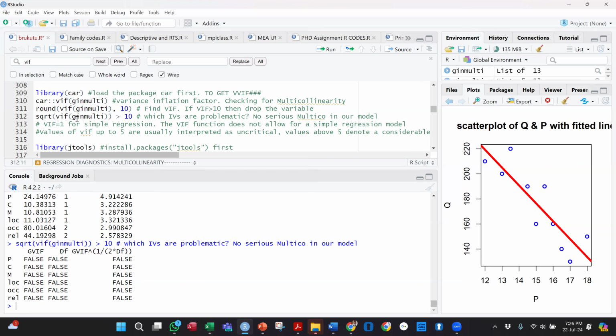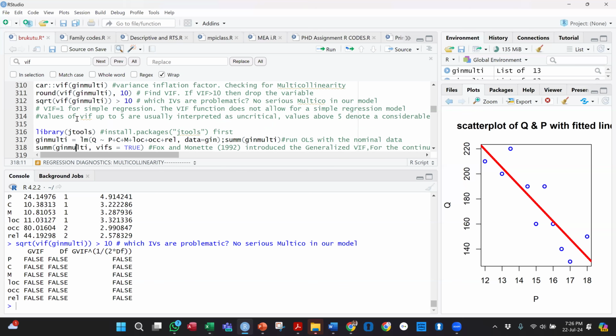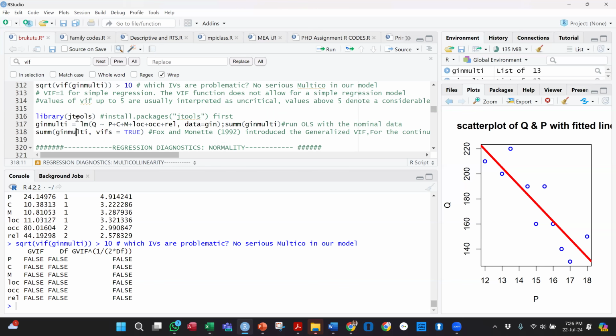There is something practical you should know, that ideally, the VIF for a dummy variable is not necessary. Ideally. Go and find out why, because there's a question on that. Ideally, the VIF for a dummy variable is not necessary. Find out why. Why is that the case? So you can generate the VIF.